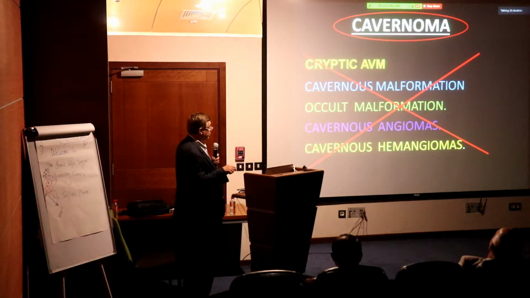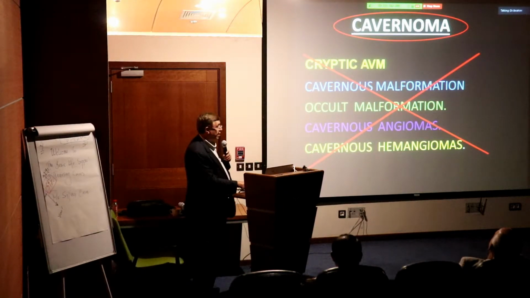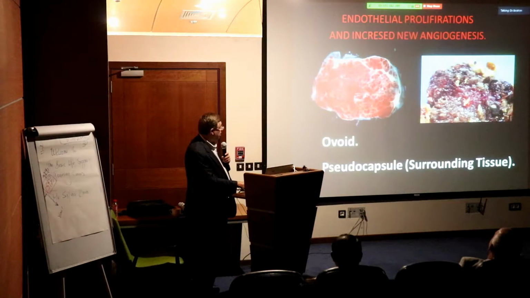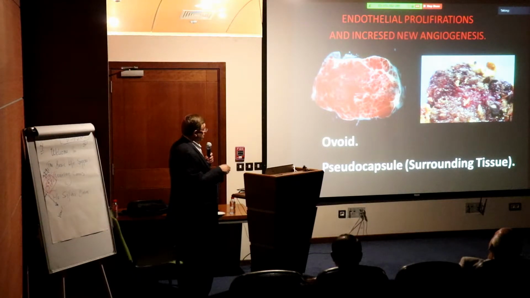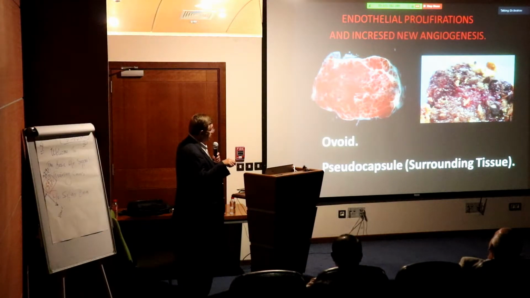Cryptic, because they were not seen on angiography. Cavernous malformation, occult malformation, cavernous angioma, cavernous meningioma. No. The terminology that's accepted internationally is Cavernoma. Still, you see the radiology report speaking about cavernous meningioma. It's called Cavernoma. It's a tuft of endothelial lizards, like this. They grow by angiogenesis. They are ovoid in shape. They have a pseudocapsule.